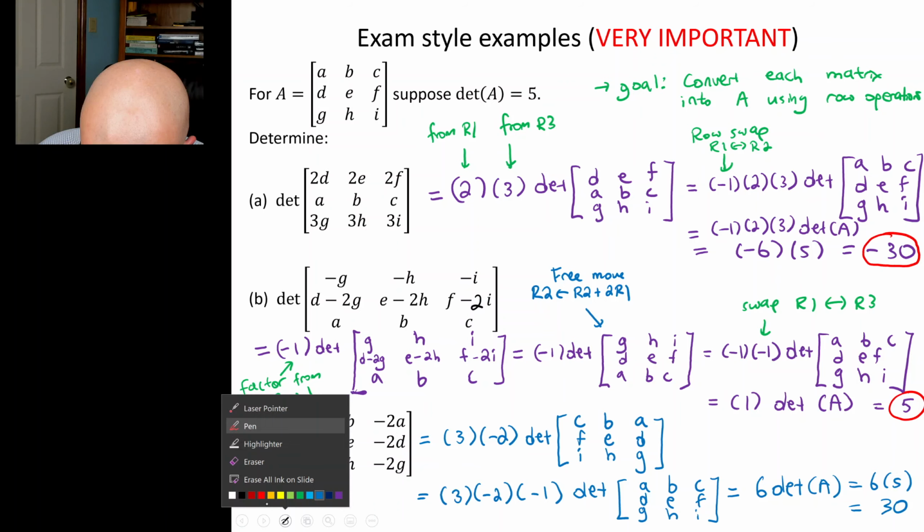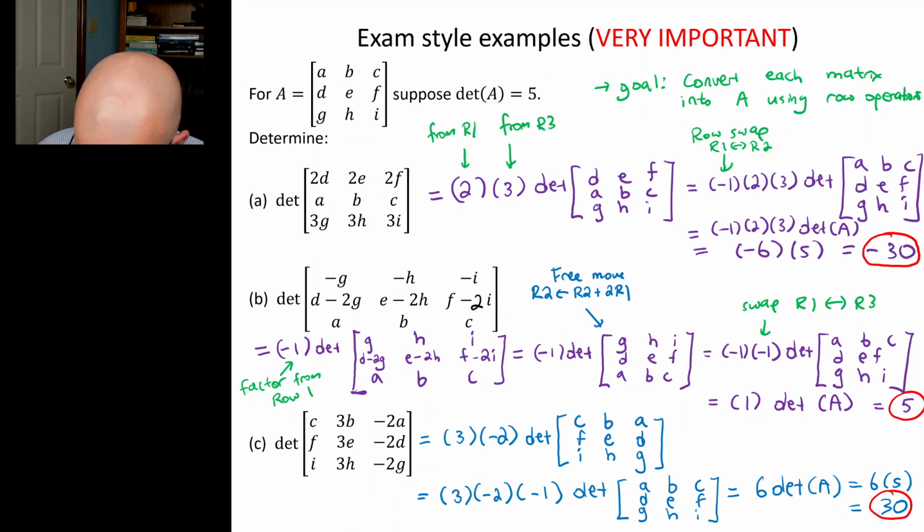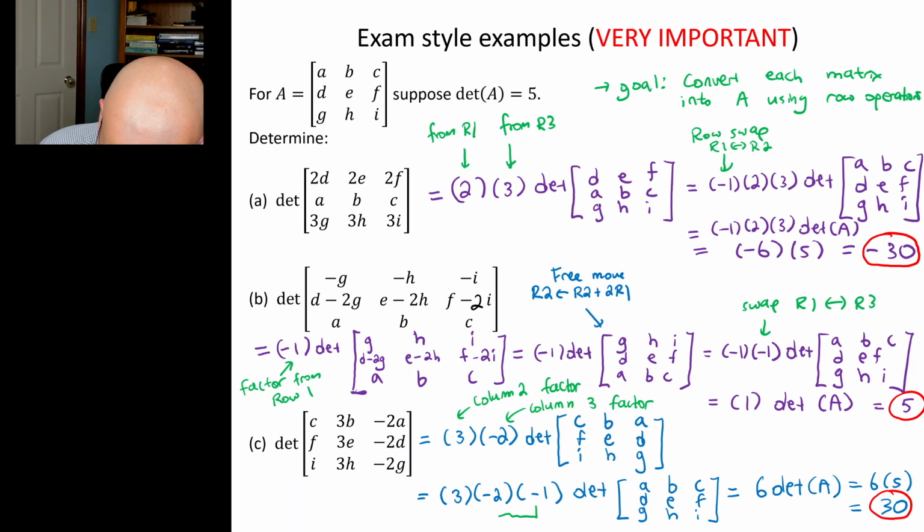And I'll label those moves where they came from. So the 3 was column 2 factor. The -2 is a factor from column 3. And then this -1 here was a column swap.